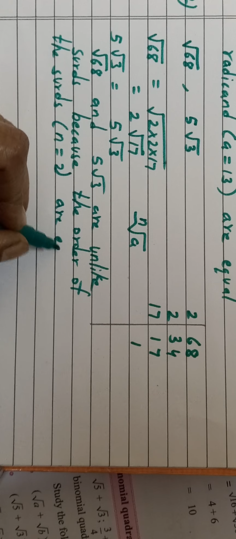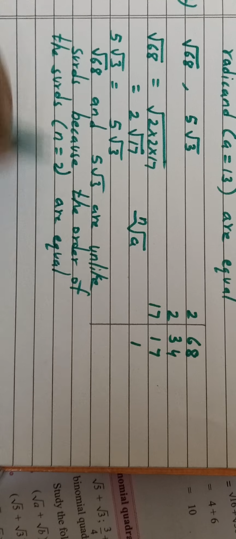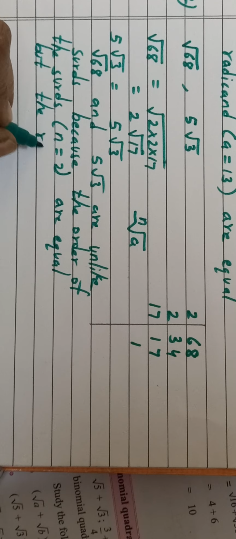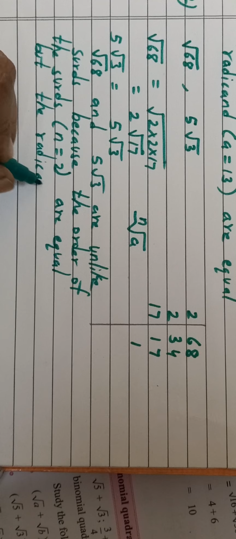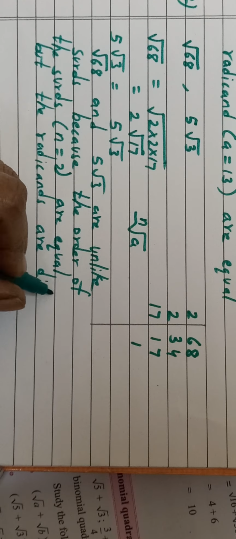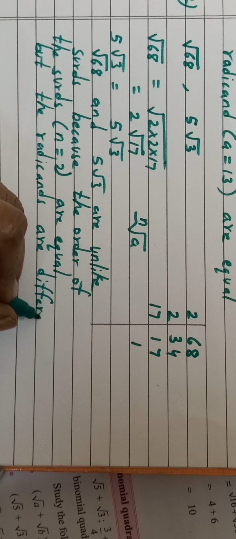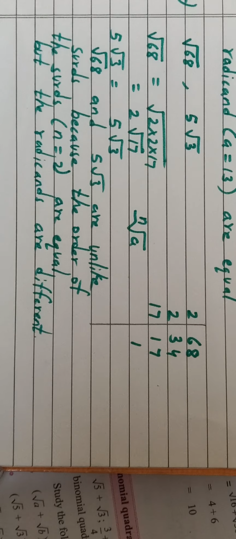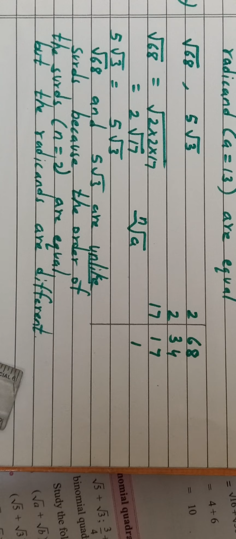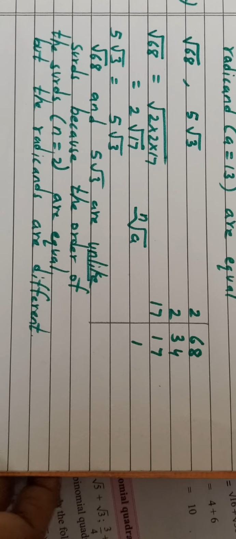The orders of the two surds are equal, but the radicands should also be the same, and here the radicands are different. So they are not equal, that is, they are different. This is the reason they are unlike surds. Okay, now let us see the next example.